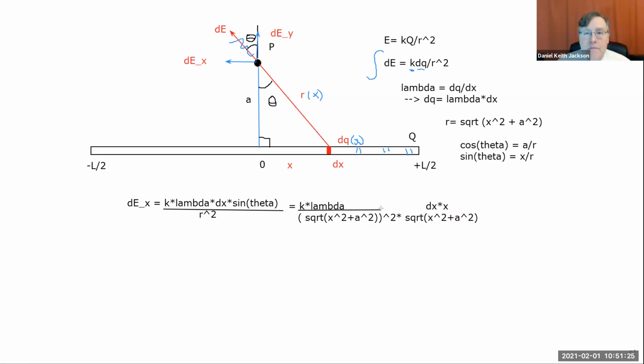My line here, put my line there. Well, the dx should have been with the lambda, but either way, it's all going to get combined. And so now what we end up with is dEx equals k times lambda times x times dx divided by (x squared plus a squared) to the power of 3/2. I'll stick a line under it.